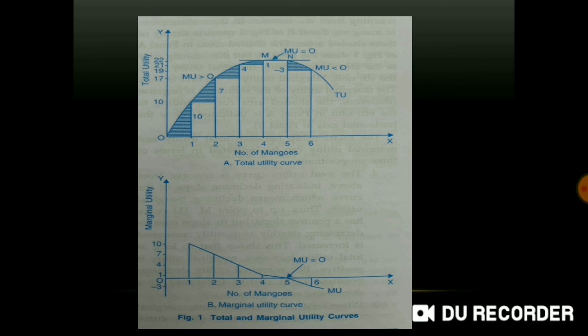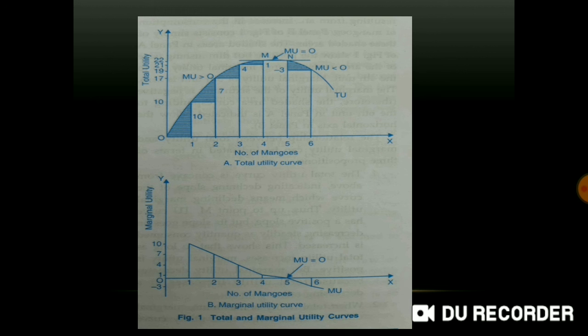So if you look at the first panel of the diagram, we have the total utility curve. The total utility curve initially increases with the consumption of mangoes, and it reaches maximum at point M when the consumer consumes 4 mangoes. And if he consumes more mangoes, the total utility starts to fall and it comes down. So that is why the total utility curve is concave from below.